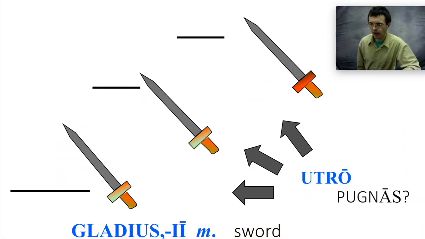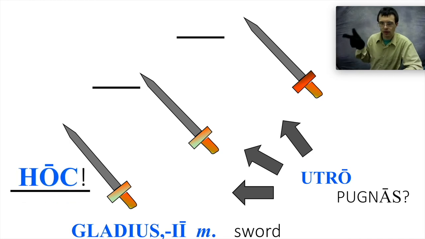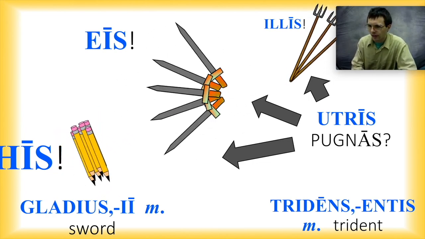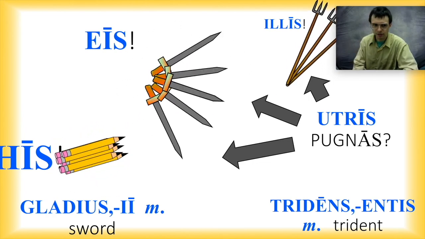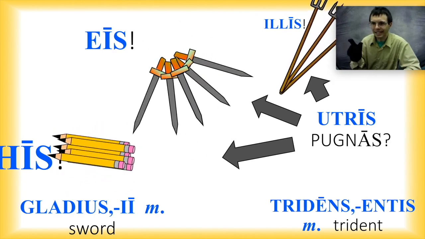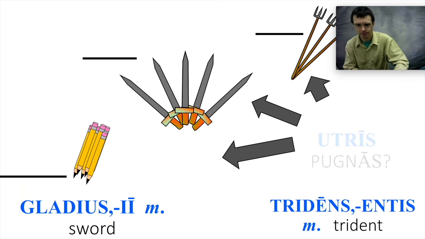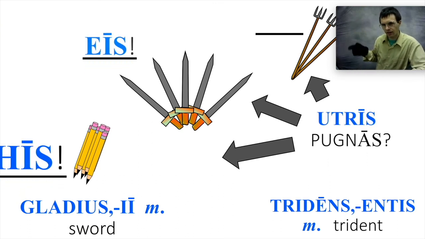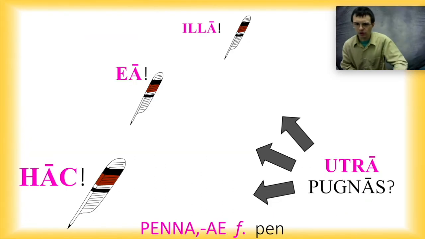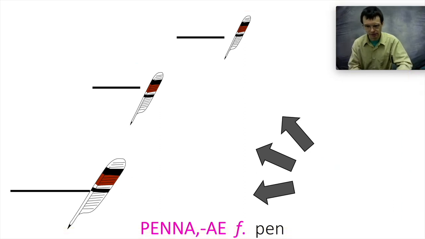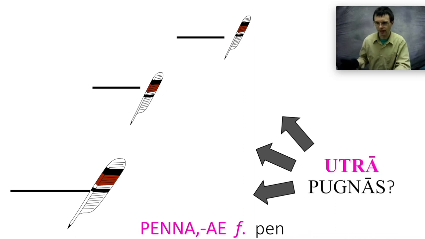Utro pugnas. And if I say utris pugnas, you can respond his, eis, or illis, far off in the distance. Utris pugnas. Utra pugnas. You can respond hac, ea, or illa. Utra pugnas.